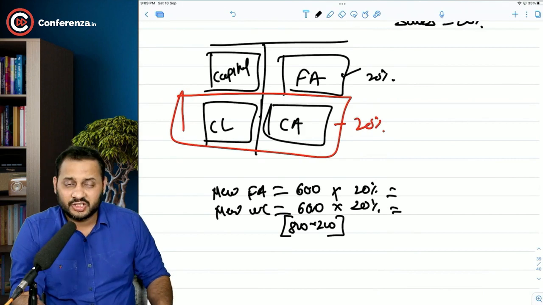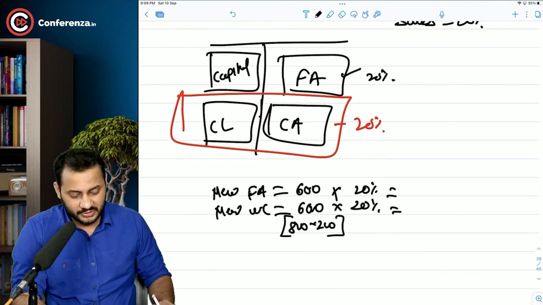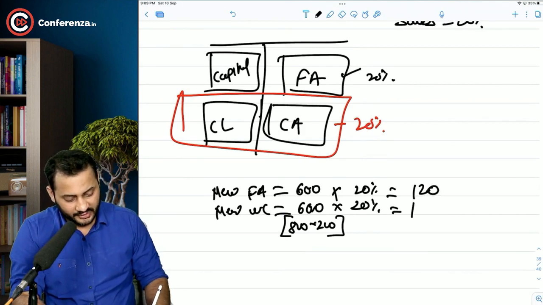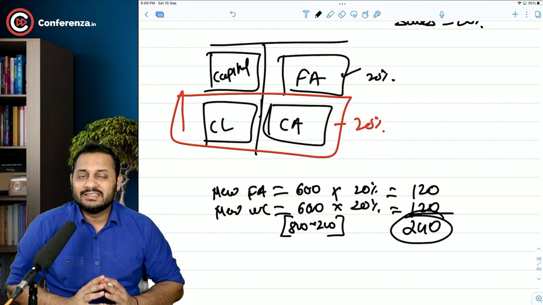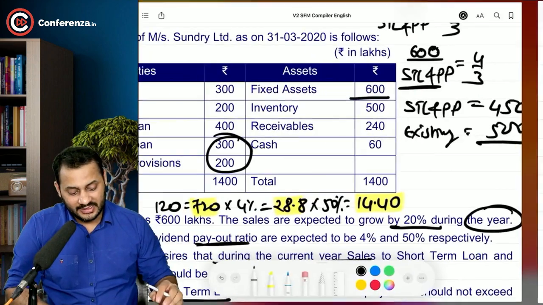So what is the extra capital expenditure required? 120. Extra working capital required 120. The total fund requirement is 240. 240 is the total fund requirement. That's what the question is.